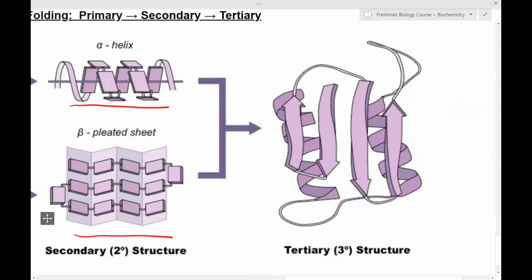And then my tertiary structure over here, we're starting to see both alpha helices and beta pleated sheets folding together to form a three-dimensional structure. That's really the big idea for tertiary structures, that it is three-dimensional.